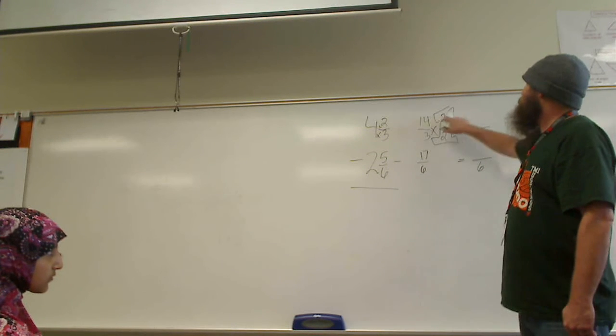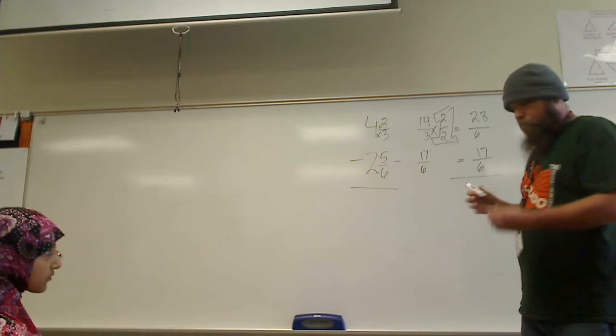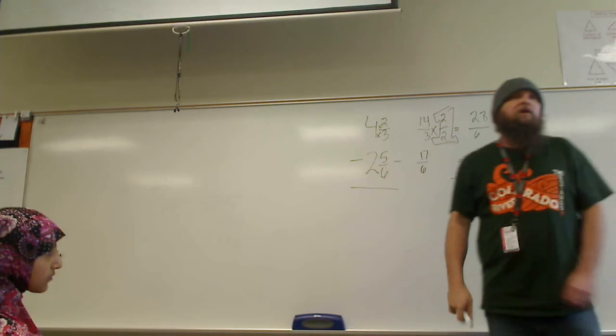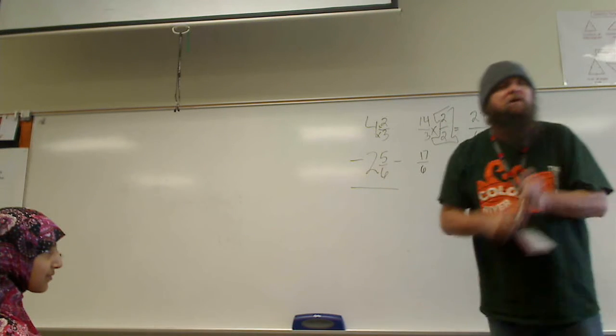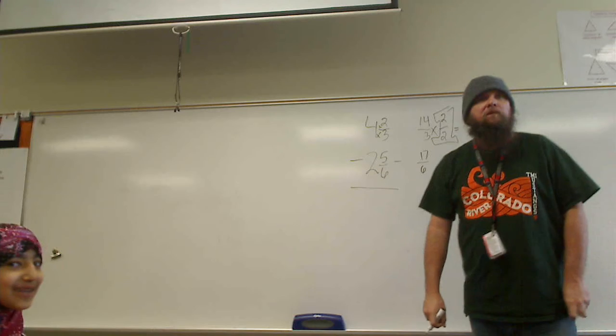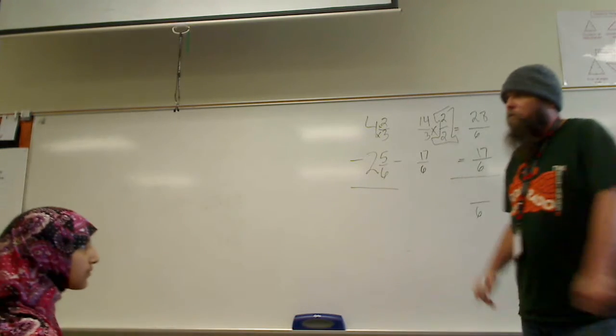3 times 2 is 6. 14 times 2 is 28. This one's already over 6. So now I have 28/6 minus 17/6. Do I change the denominators? You do not. The rock means do not mess with the denominators. It's going to stay the same, 6. Then I subtract 28 minus 17, which is what, Madeline?